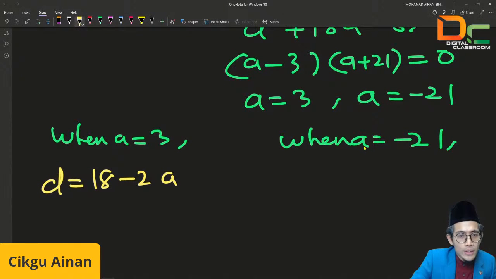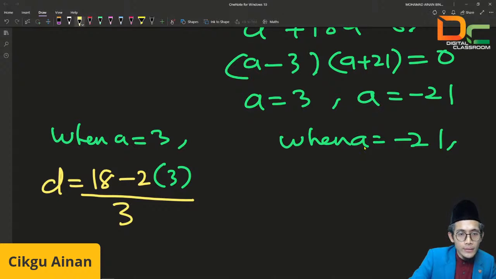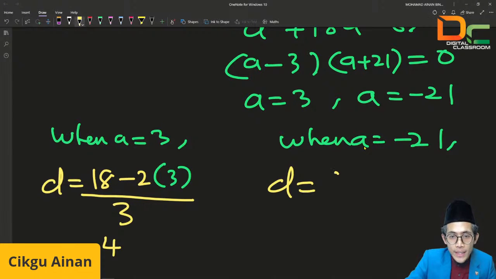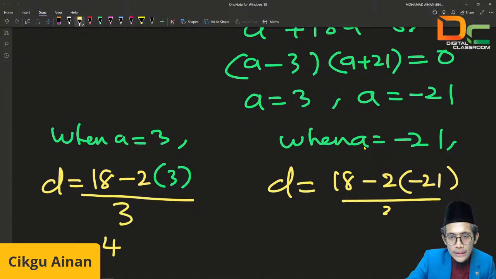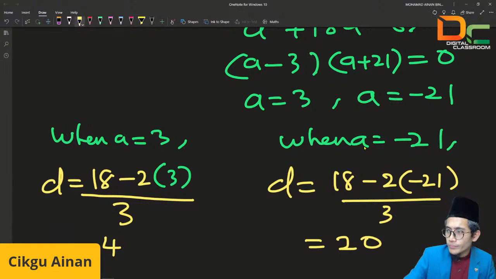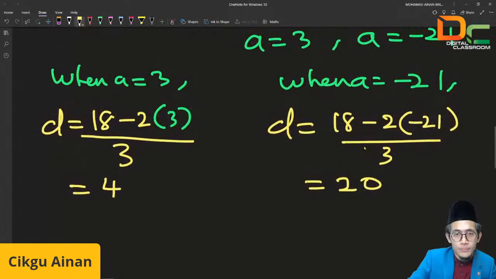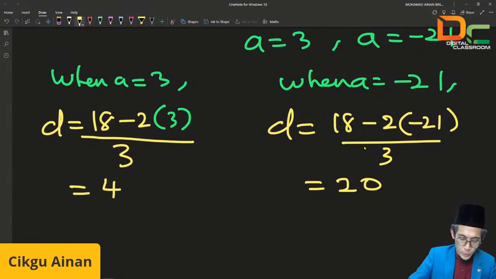Oh, extend it. I didn't extend this one, that's a mistake now. Okay. A is what? A is 3. And then, use your calculator, you should get, how much? 4. Okay. This one, we do the same thing. 18 minus 2 times minus 21 over 3. Okay. This one, you get 20.